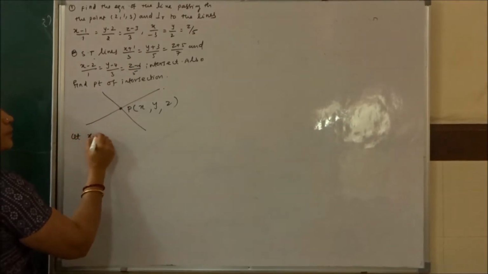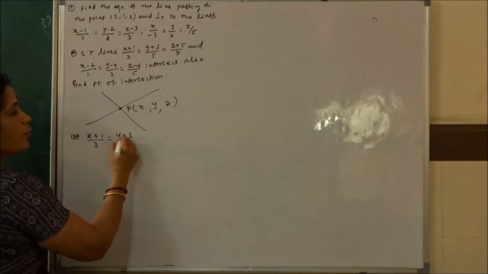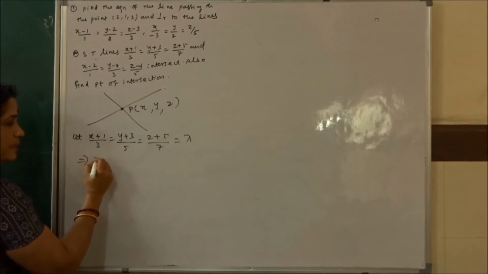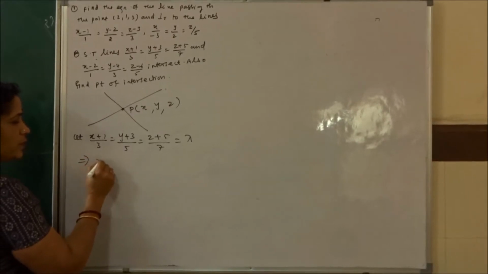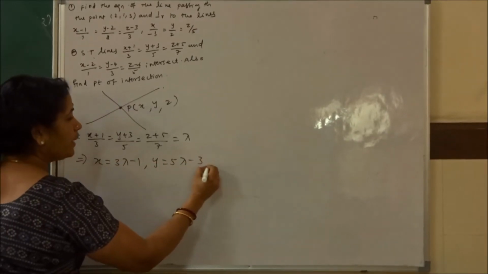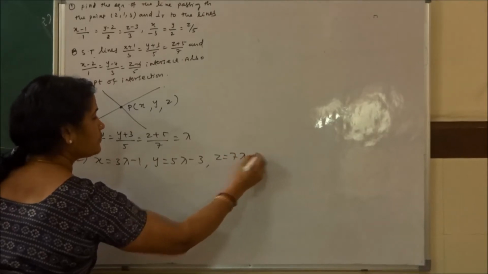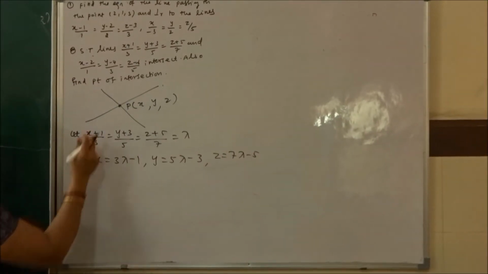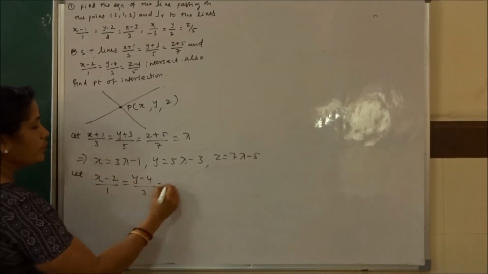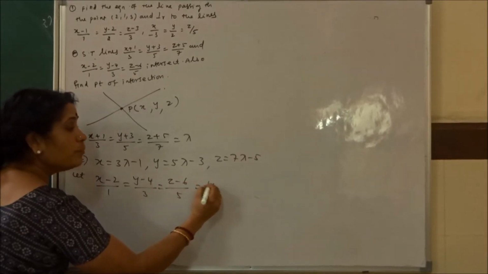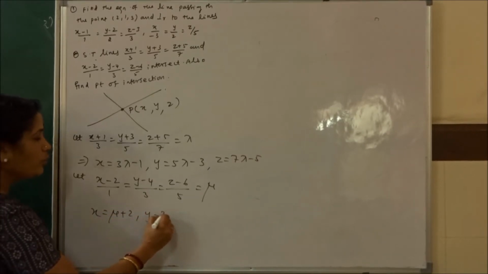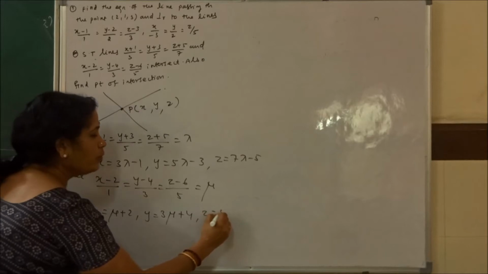Let me take (x plus 1) upon 3 equal to (y plus 3) upon 5 equal to (z plus 5) upon 7 equal to say lambda. This implies x is equal to 3 lambda minus 1, y equal to 5 lambda minus 3, and z equal to 7 lambda minus 5. Now taking the other line, x minus 2 upon 1 equal to y minus 4 upon 3 equal to z minus 6 upon 5 equal to say mu, a different scalar you have to take. So x is equal to mu plus 2, y equal to 3 mu plus 4, and z equal to 5 mu plus 6.